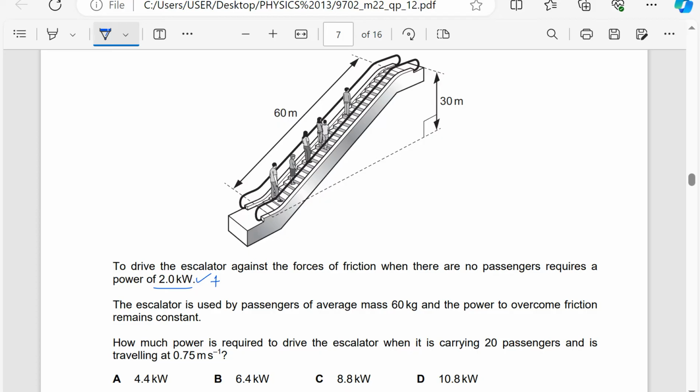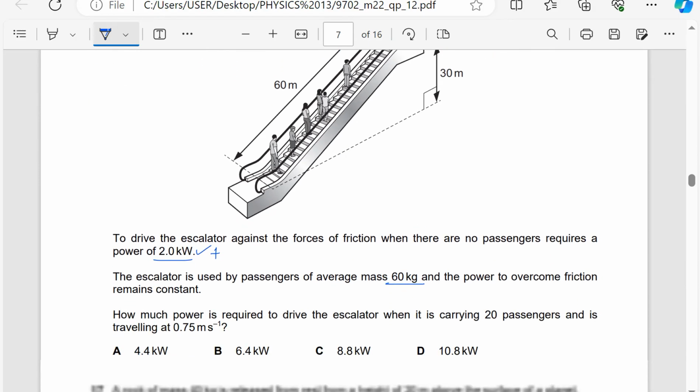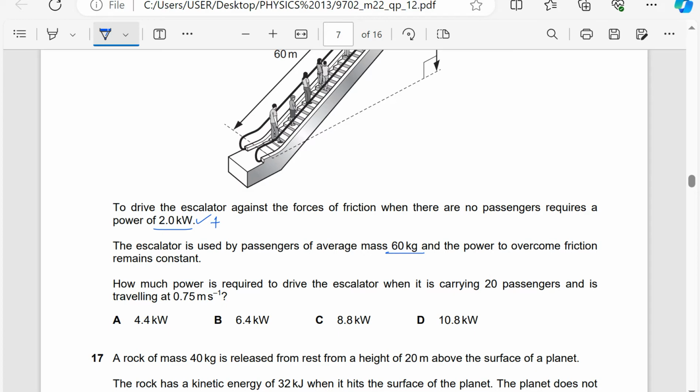The escalator is used by passengers of average mass 80 kilograms. How many passengers are there? And the power to overcome friction remains constant. How much power is required to drive the escalator when it is carrying 20 passengers? So total mass is going to be 60 times 20. That is total mass. And it's traveling at that speed.